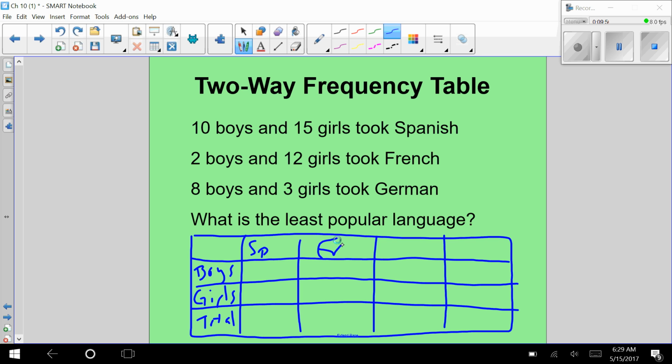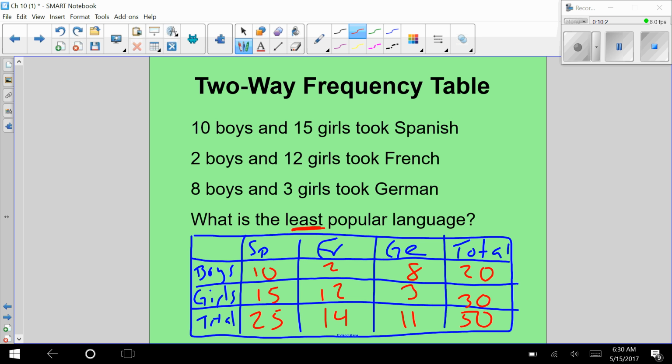Spanish, French, German, total. All right, 10 boys took Spanish, 15 girls. 2 boys took French, 12 girls. 8 boys took German, 3 girls. And now we find our totals. 25 total people took Spanish, 14 took French, and 11 took German. There were 20 total boys, 30 total girls, and 50 total people.